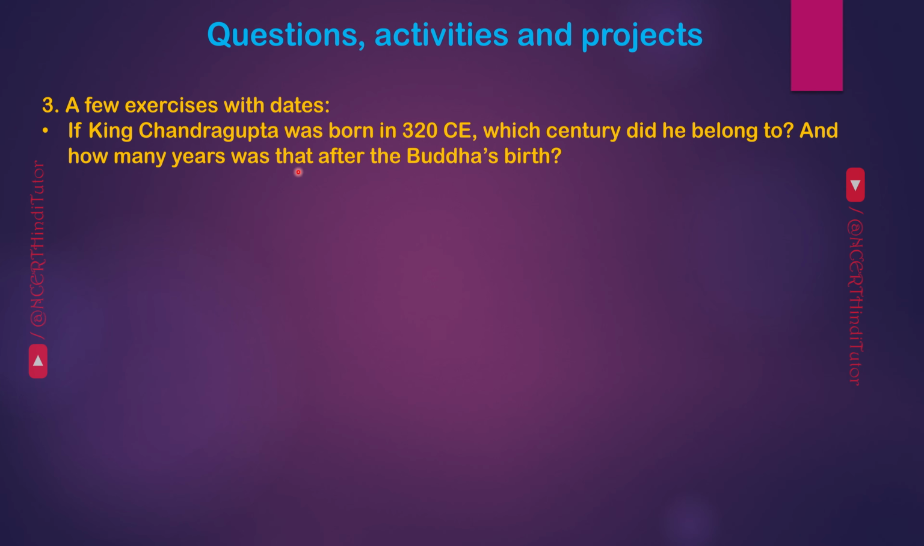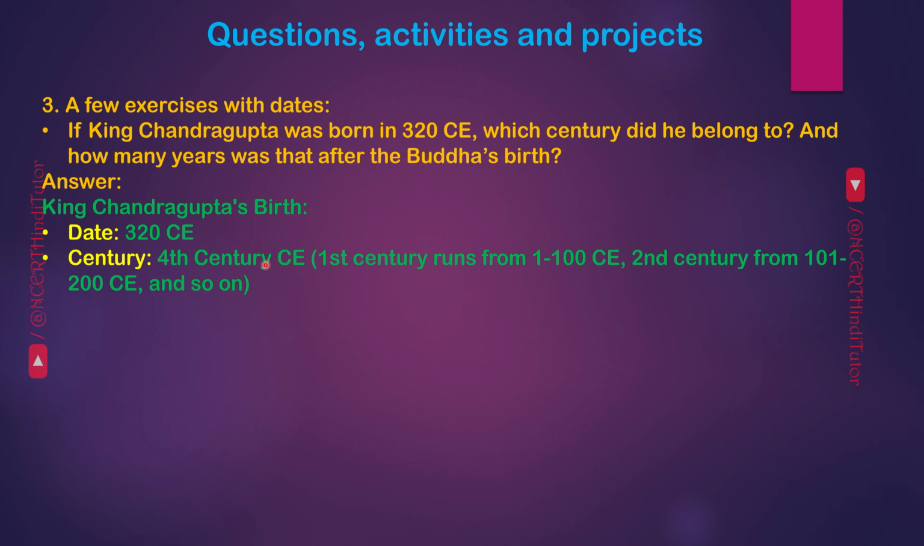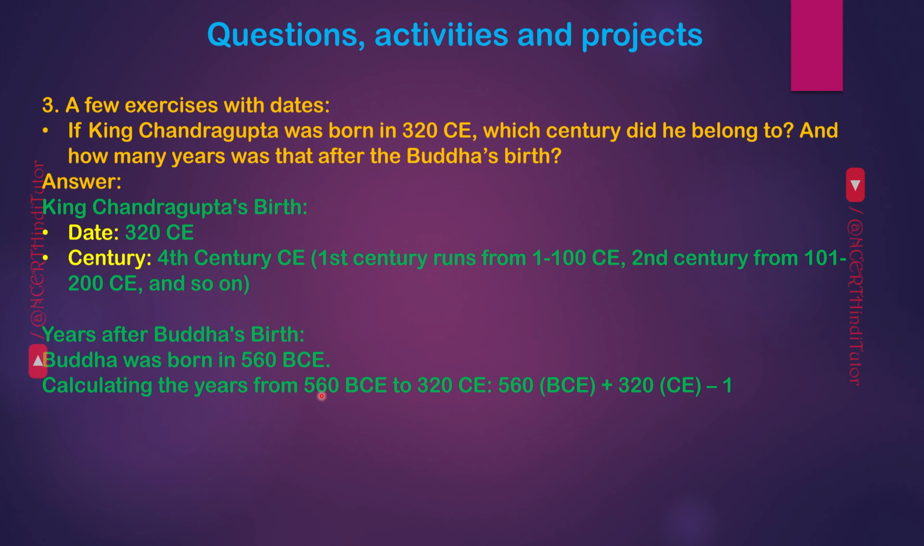Next, if King Chandragupta was born in 320 CE, which century did he belong to? And how many years was that after the Buddha's birth? Answer: King Chandragupta's birth date 320 CE, century 4th century CE. First century runs from 1 to 100 CE, second century from 101 to 200 CE, and so on. Buddha was born in 560 BCE.